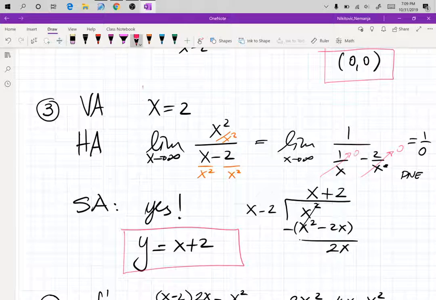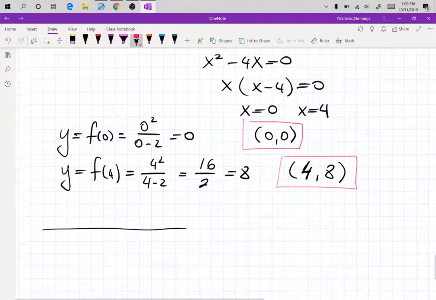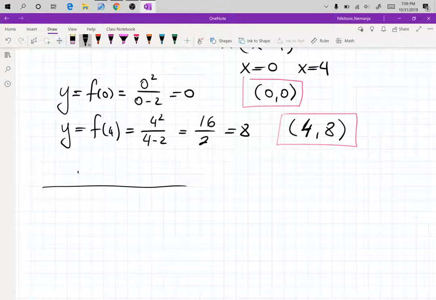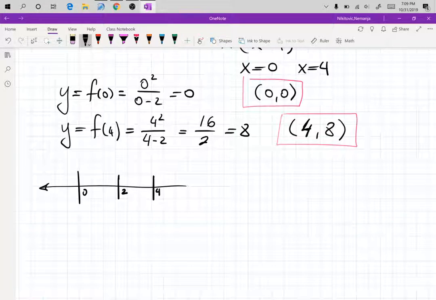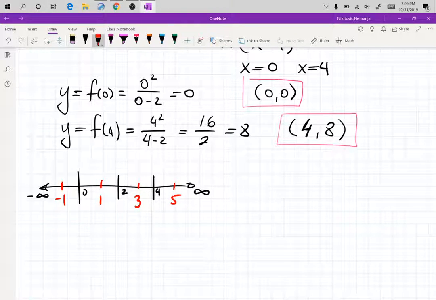I did not box this. Oops. We will be graphing the asymptote. So we have 0, 2, and 4 for our partitions, from negative infinity to positive infinity. This gives me negative 1, 1, 3, and 5 as test points. And now I have to do 4 calculations for the first derivative test to figure out the increase and decrease, which will ultimately give me min and max.